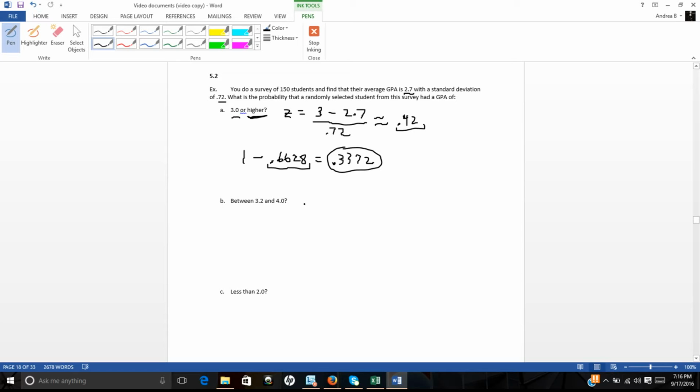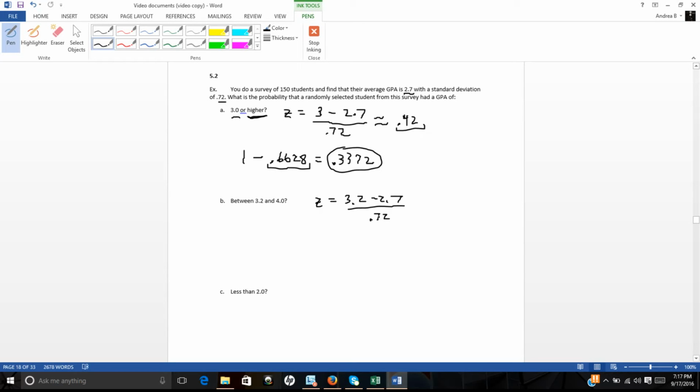So for the next one, we wanted between 3.2 and 4.0. So once again, we want to go through and find our z-scores first of all. Once again, you're going to have one for both of these values. So for the 3.2 it's the value minus the mean. Same mean here, same standard deviation. So it's value minus the mean divided by standard deviation.